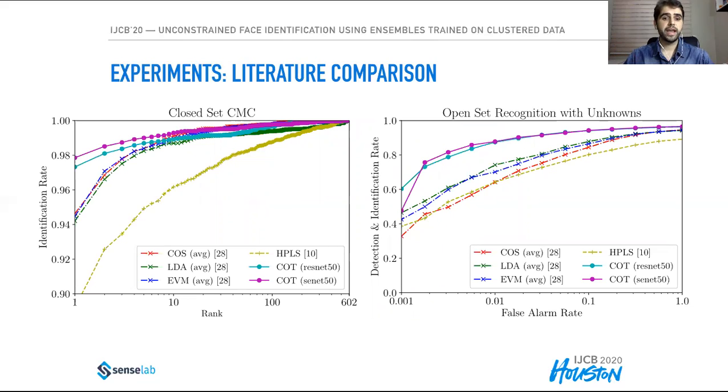These figures contain the comparison between literature methods in total accordance with Gunther protocols. The chart on the left presents the closed set CMC curve, in which the proposed method, indicated as COT, holds a superior performance up to rank 10. The chart on the right shows the open set ROC curve, showing that the proposed COT achieves higher performance on discarding unknown subjects and identifying individuals enrolled in the gallery set. Further experiments carried out on different datasets and protocols are thoroughly described in the manuscript, so check it out.